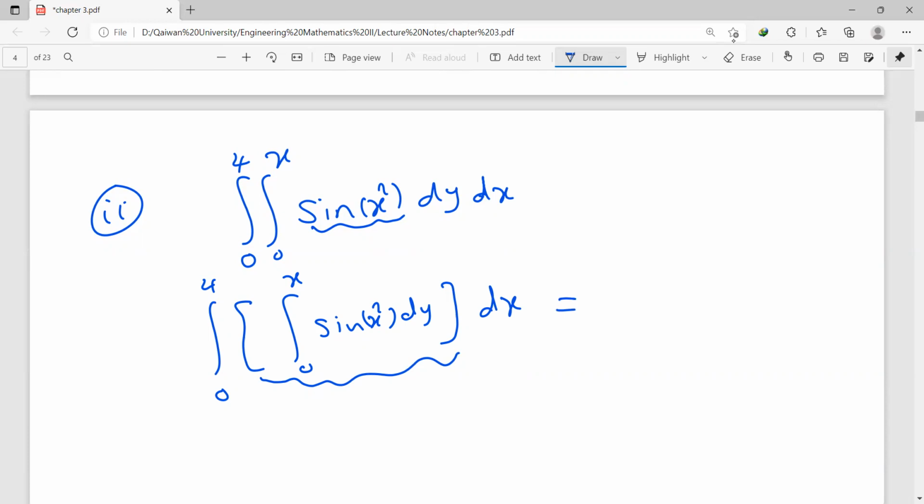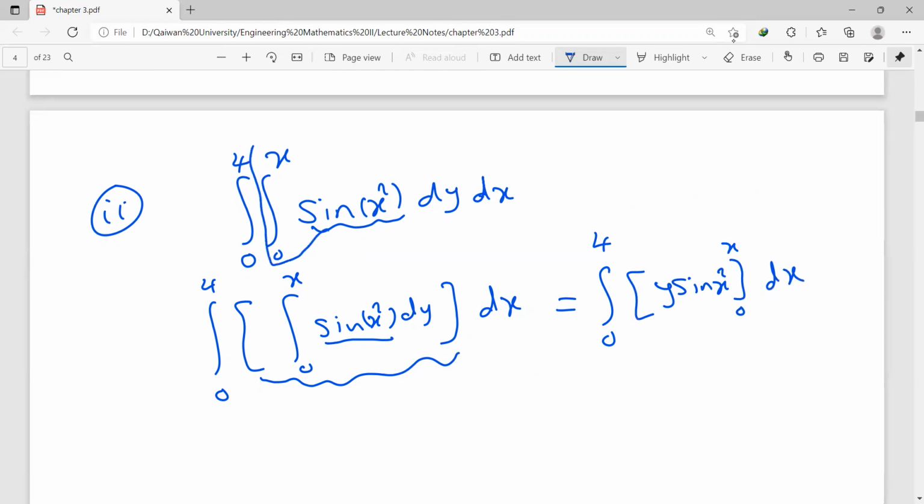Look, sine x squared is a constant. Its integration is the constant times y. Let's say it's 3. The integration of this equals 3y. Here we have the same. It's a constant. If we take its integration with respect to y, it is y sine x squared. We get the integration from 0 to 4 for y sine x squared from 0 to x, then dx.